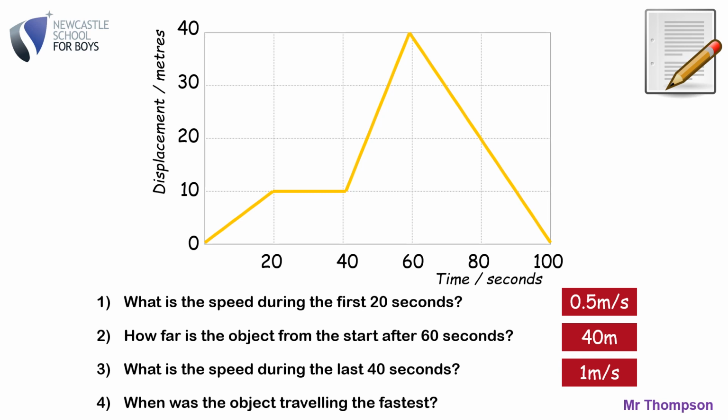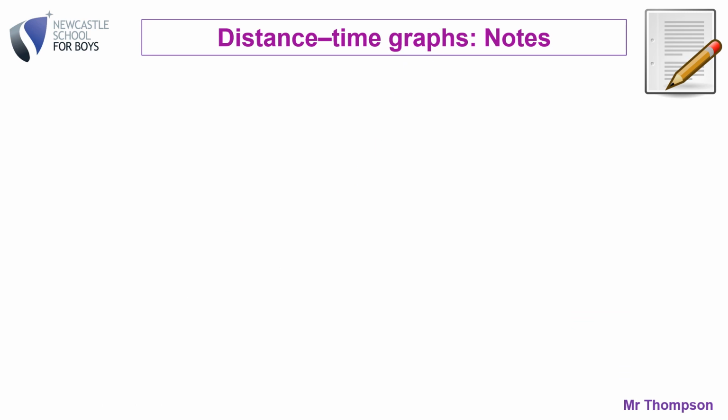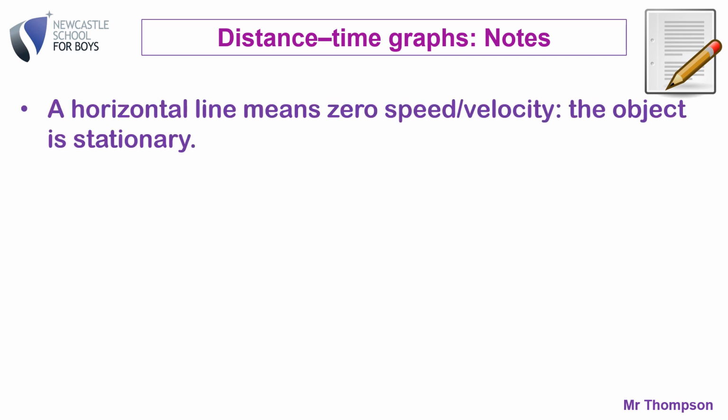When was the object traveling the fastest? You're looking for the steepest part of the graph. The steepest part would be from 40 to 60, so it would be between 40 and 60 seconds. If you want to add some annotations to your example in your book. You're now going to write some notes just to explain it. Not much, it'll take you a few minutes to get down these notes, but from these graphs you must remember a horizontal line means 0 speed or velocity, so the object is stationary.